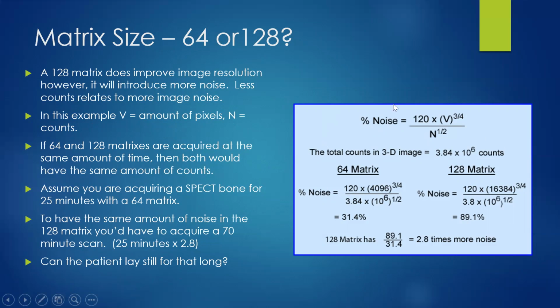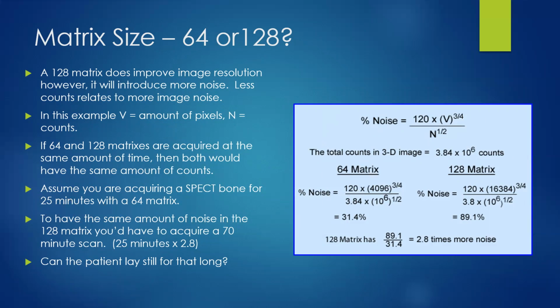Here's a formula, some calculations that I did in one of the classes that I give my students. Essentially, let us assume you do a 25-minute SPECT scan on a patient, a bone scan, going 360 degrees around the patient, and you use a 64 matrix. When you do the appropriate calculation to determine the actual image noise, you discover that in that image there's 31.4% noise.